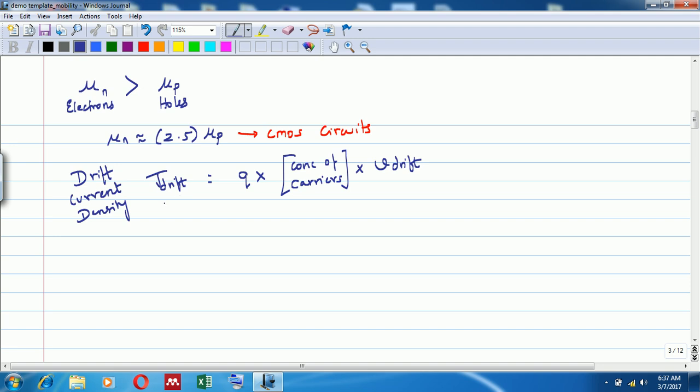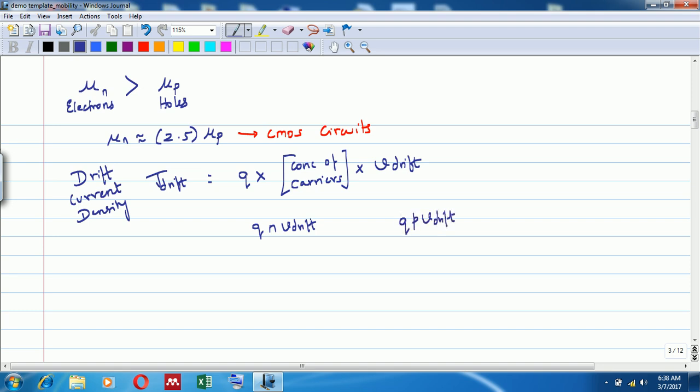So I'll say again, why is this drift current coming? This is because of the drift velocity. Because of the drift velocity, there is a flux being contributed, and hence we have a current which is known as drift current. For electrons, it will be Q times N times V drift, and for holes, it is Q times P times V drift.